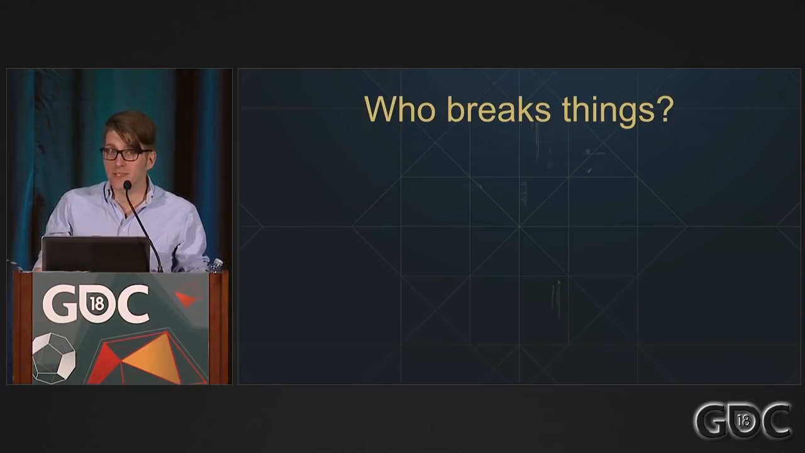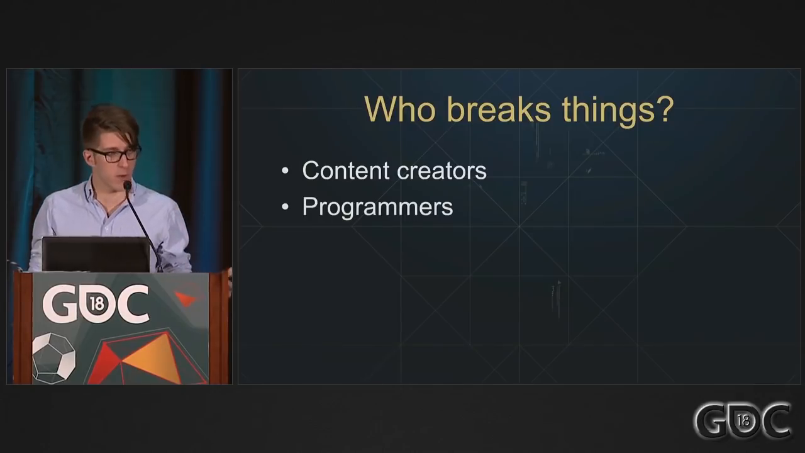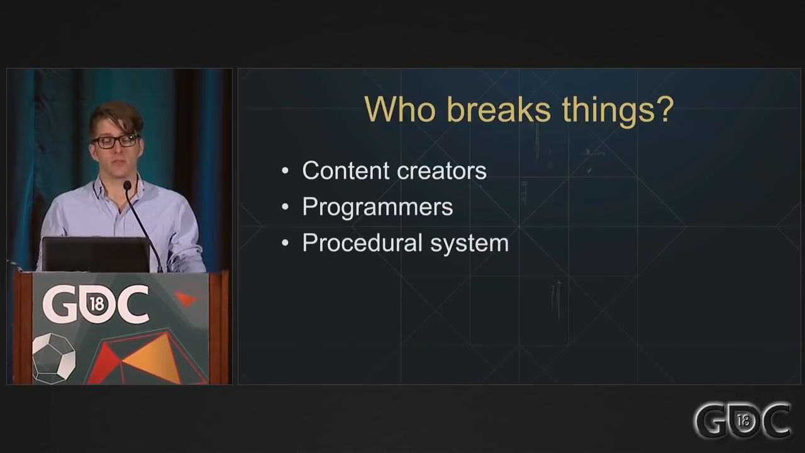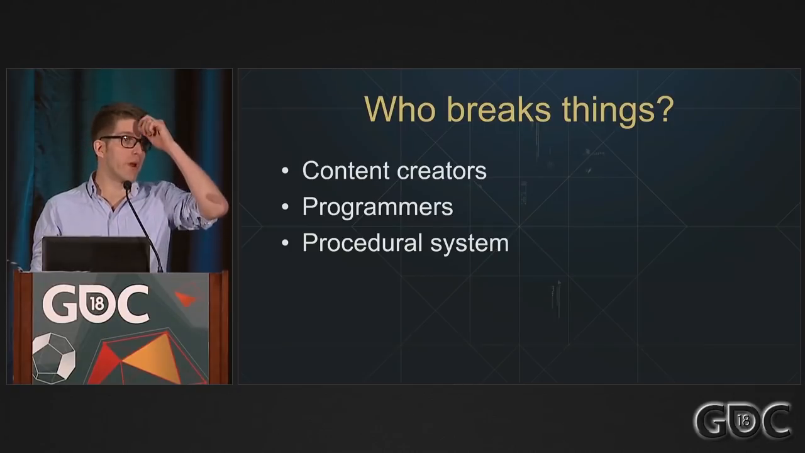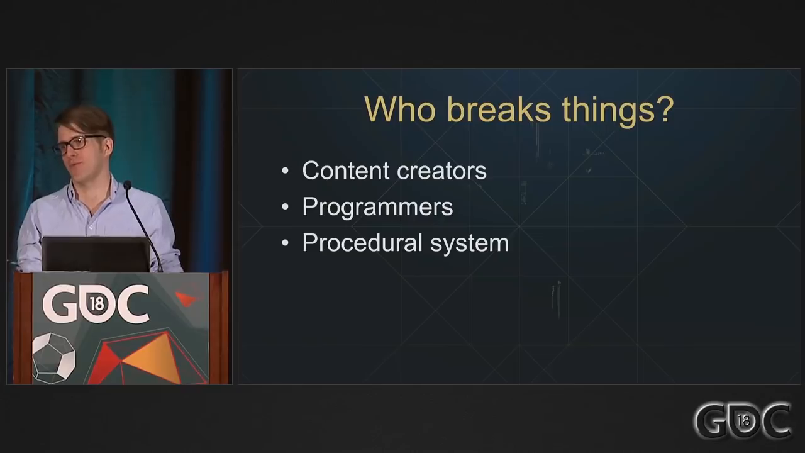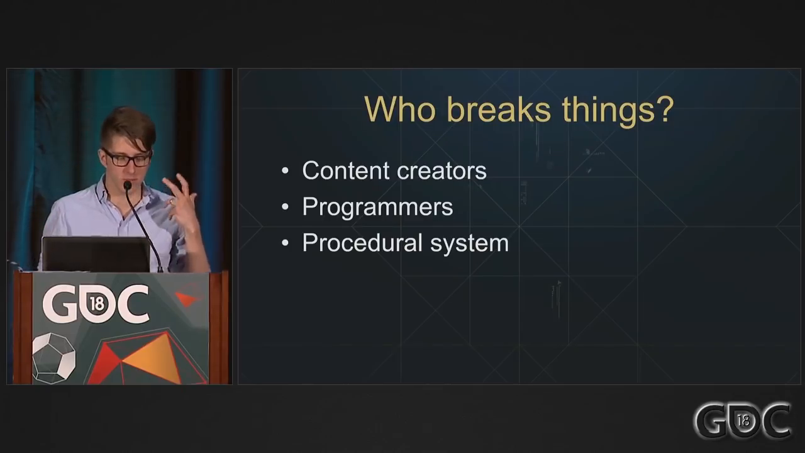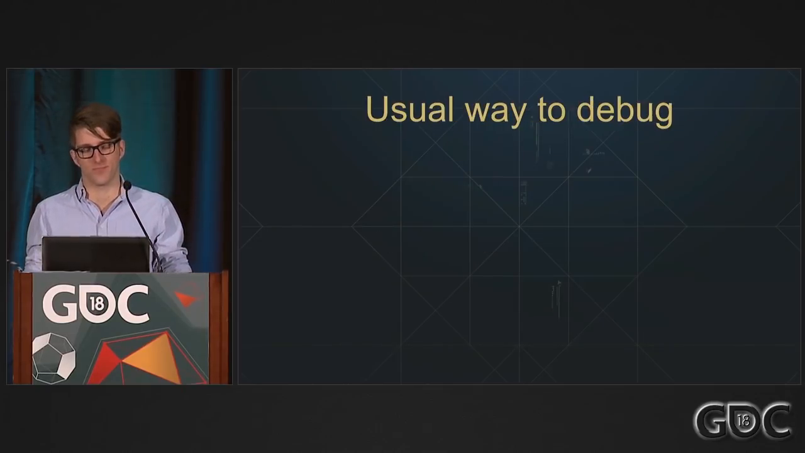So to recap, who breaks things? Well, it can be content creators, as they create their location initially, or as they iterate on them or fix bugs. It can be programmers, and it can be the procedural system. So the answer to who breaks things is everyone, all the time, for a lot of different reasons. So this is why we need a system to track all of that. We don't want to run into these problems every day. We want something to find these problems.